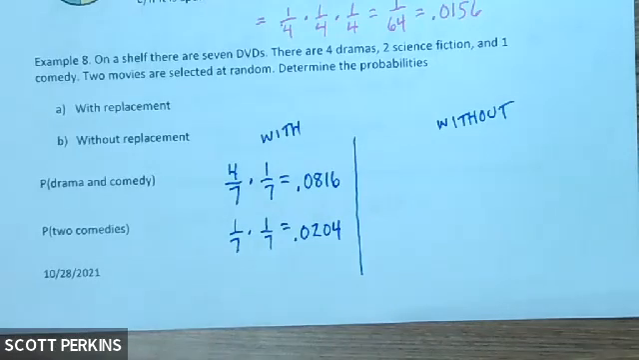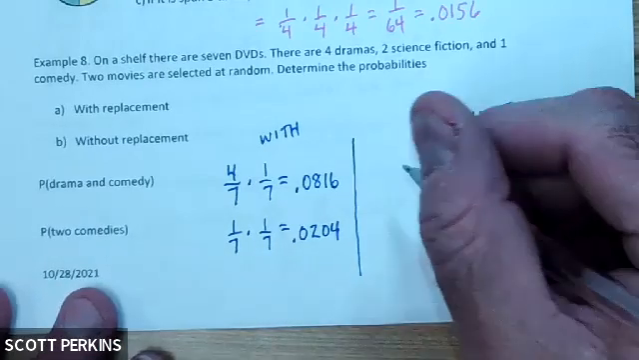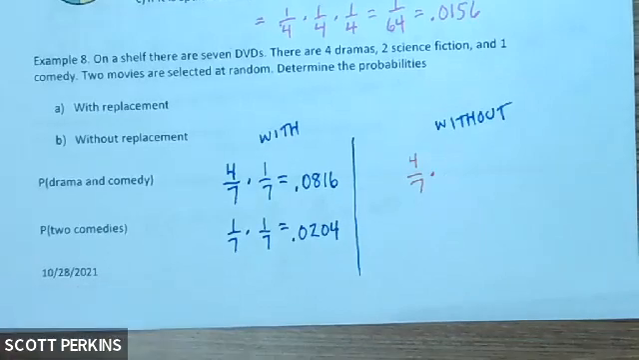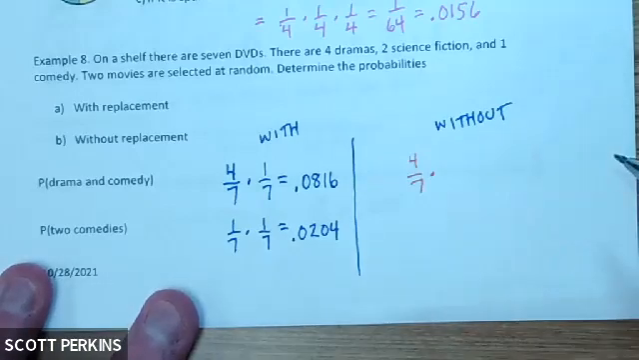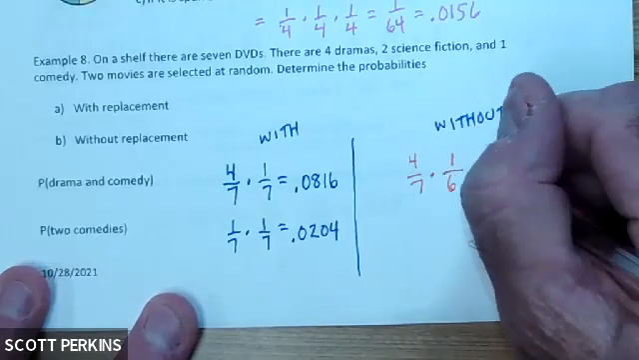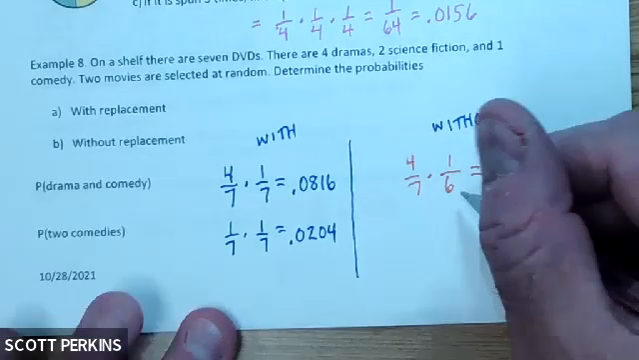All right, we're going to finish up by doing these same 2 things without replacing the movie once I've drawn it. So first one without replacement, drama and comedy. Well, the drama is not going to change. It's still 4 out of 7. But now I'm keeping the drama, whatever it is, and I'm reaching my hand up again. And what's the probability the next one is a comedy? Yeah, now there's still 1 comedy up there, but now there's just 6 movies. So that's 4 out of 42. And that's 0.0952.